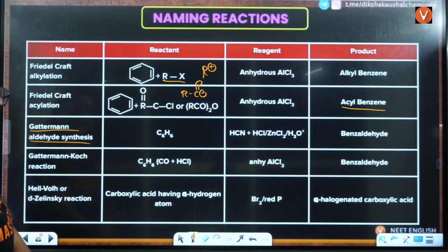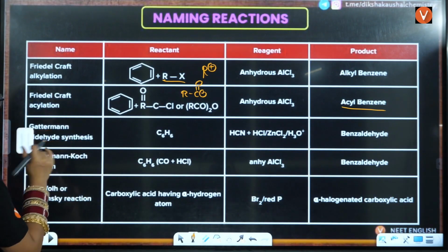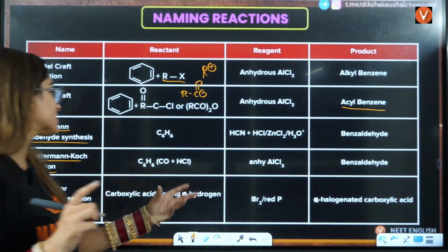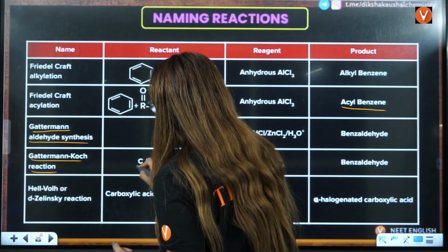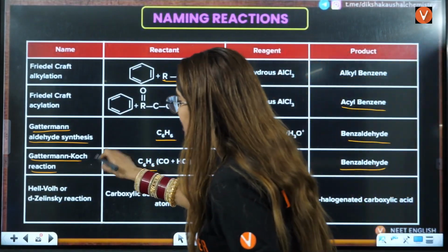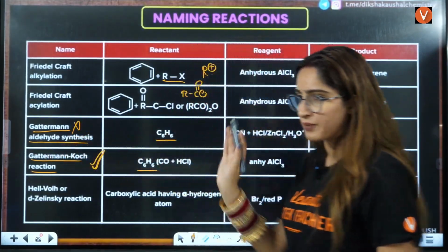Wait a minute. Gattermann aldehyde synthesis. See, there are two kinds of reactions. One is the Gattermann aldehyde synthesis, and the other is the Gattermann-Koch reaction. In both cases, you will see here also you have C6H6 that is converted to benzaldehyde. So this reaction is in your syllabus. This reaction is not in your syllabus, so you can also skip this reaction.